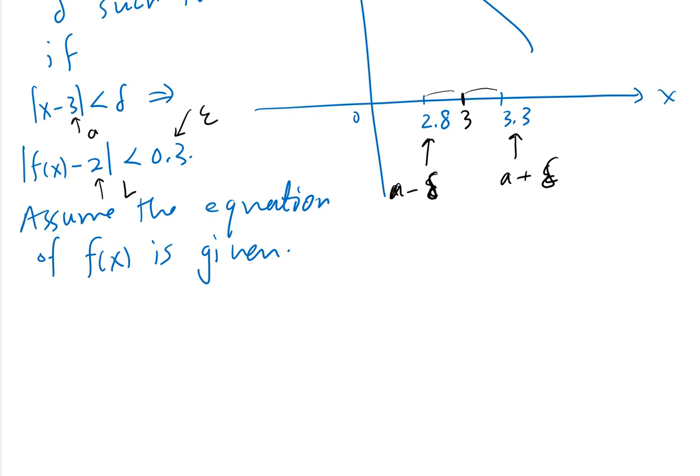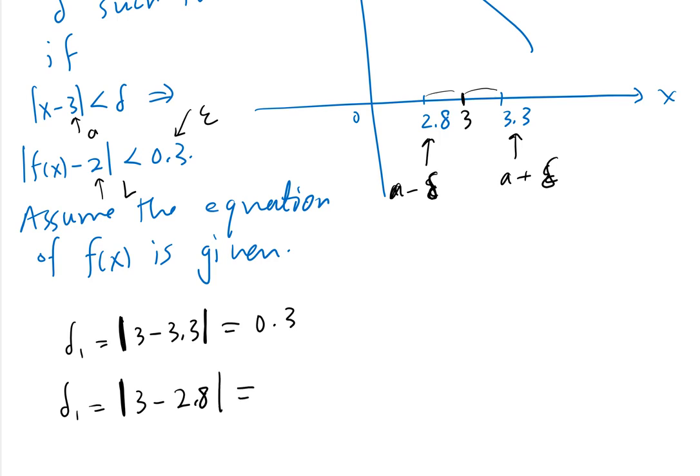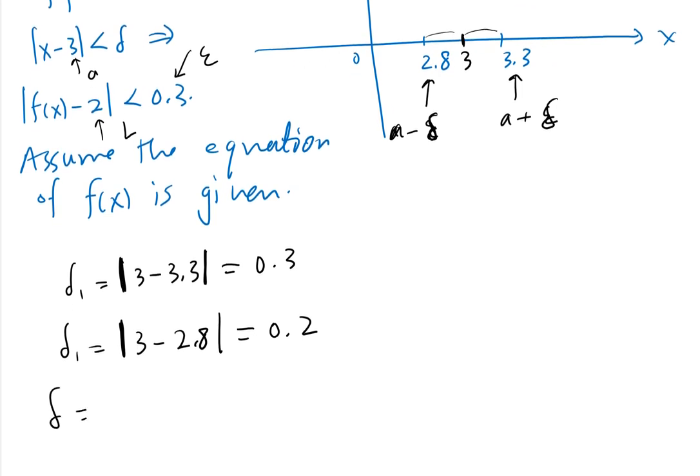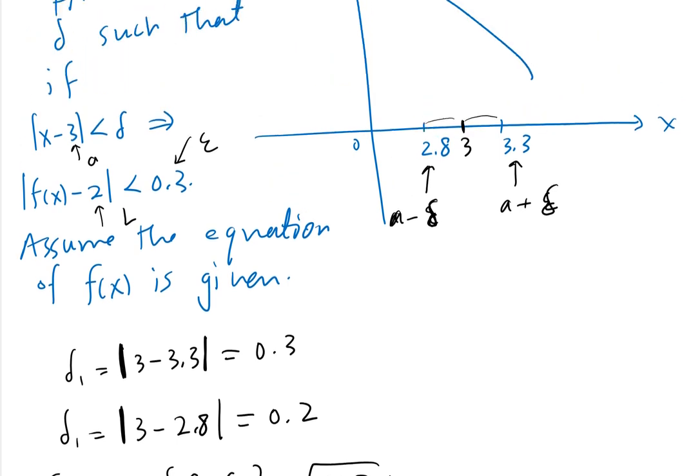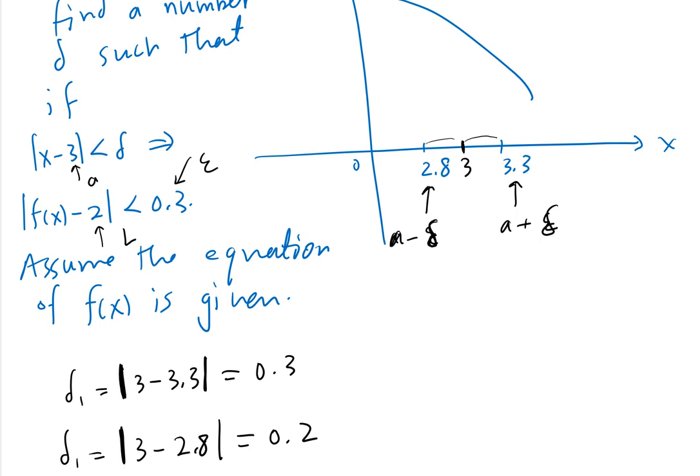Well, let's see. How do I know which one is delta? So let's call them delta 1 and delta 2. Delta 1 is the distance between 3 and 3.3. That gives us 0.3. This is between 3 and 2.8, 0.2. Delta would be the minimum of the two deltas, delta 1 and delta 2, which is 0.2. That's delta. That's what they ask us to find. So delta would be which one is smaller. The closer to A, the better. The smaller the delta, the better.